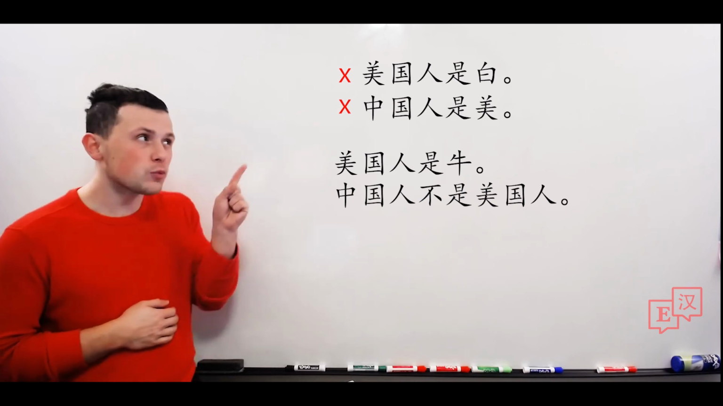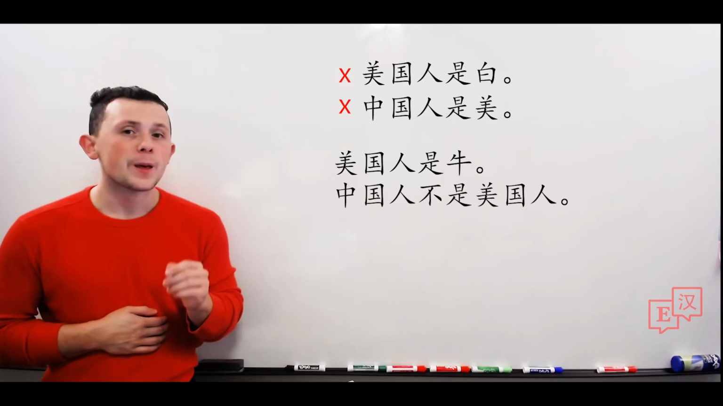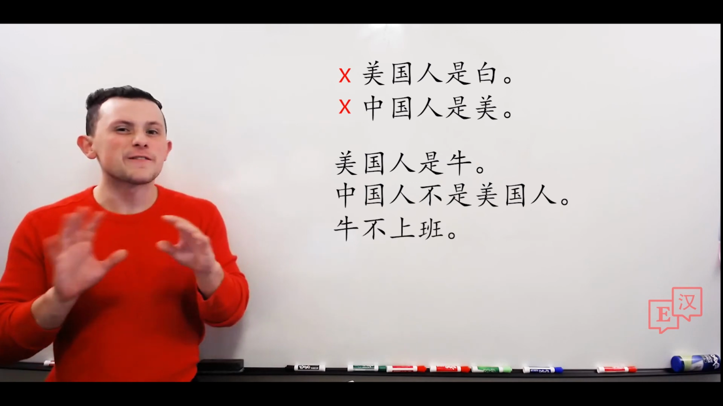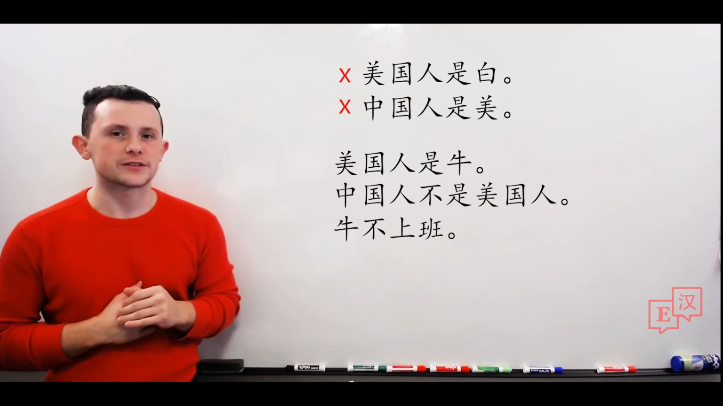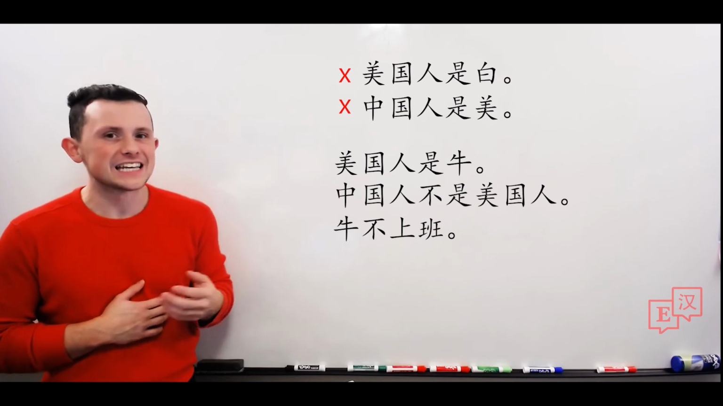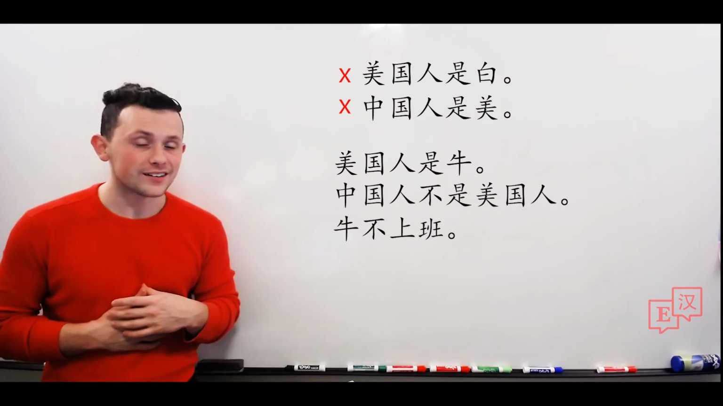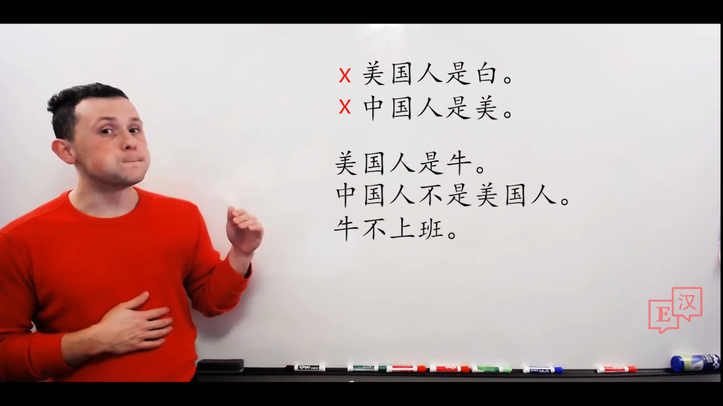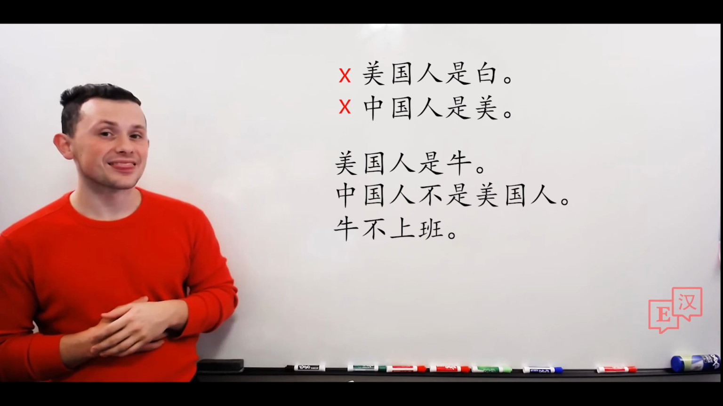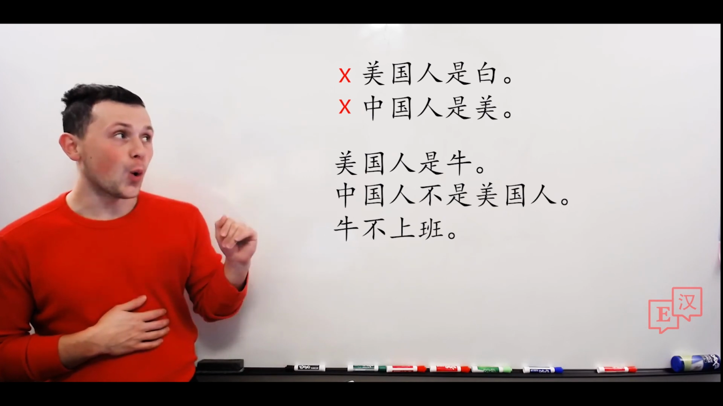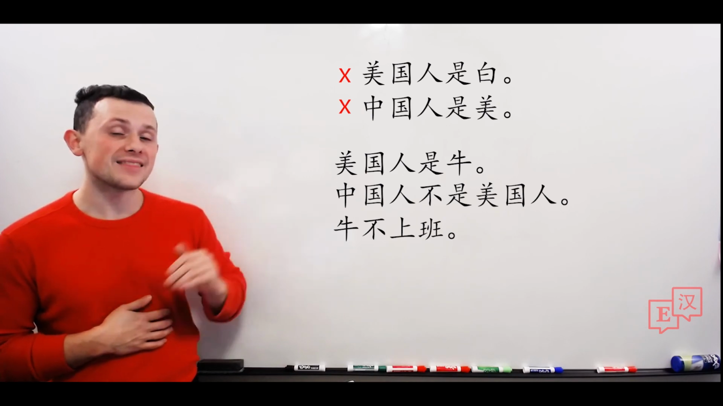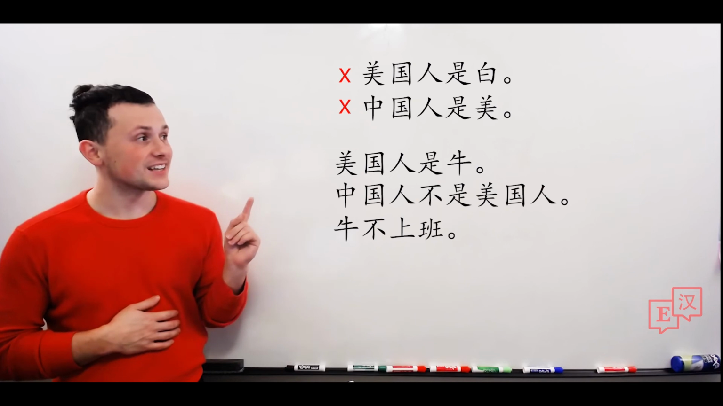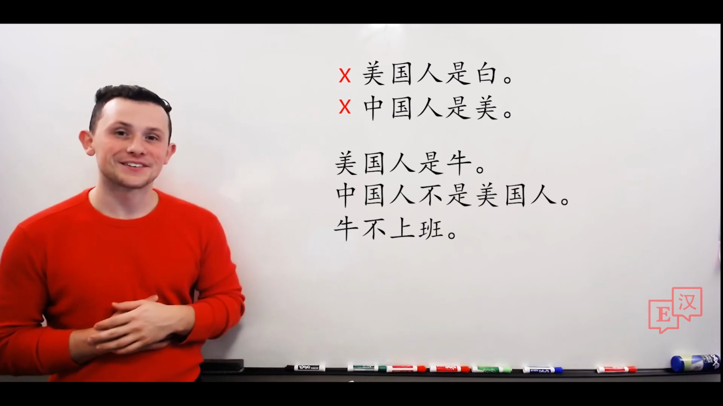Now, I want to give one more example talking about 不. 不 can be used for any verb, any adjective, all sorts of things. So if we wanted to say, for instance, cows do not work, we might say 牛不上班. Cows do not work. Very simple.